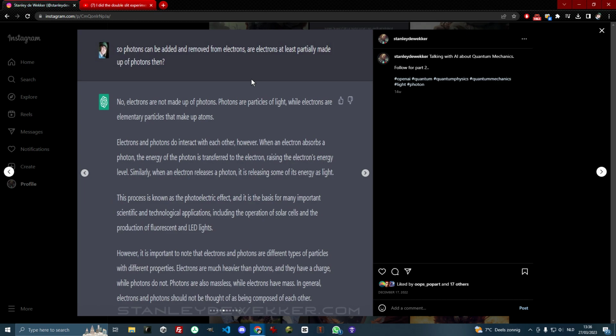If light is added to the electron, doesn't it just become part of the electron? Because the electron changes state, it becomes more energetic. So it is changed. It's not the same electron anymore. It has more energy. It makes sense that the photon is added.